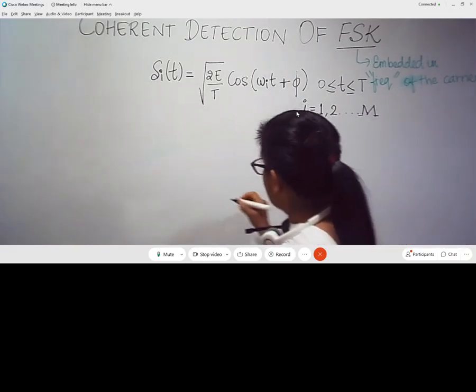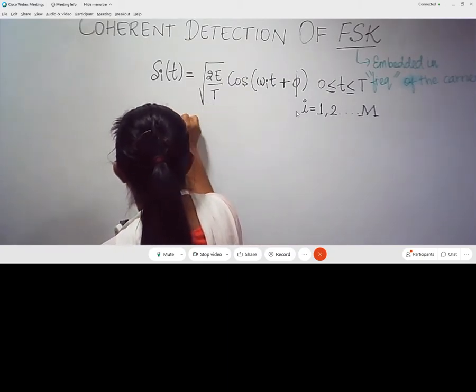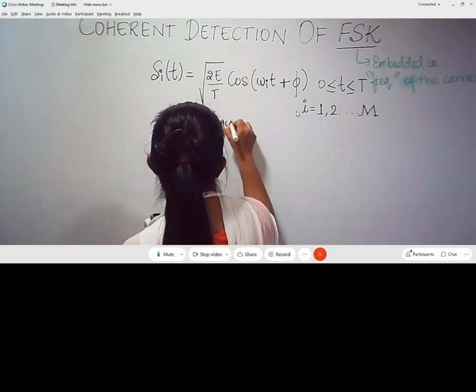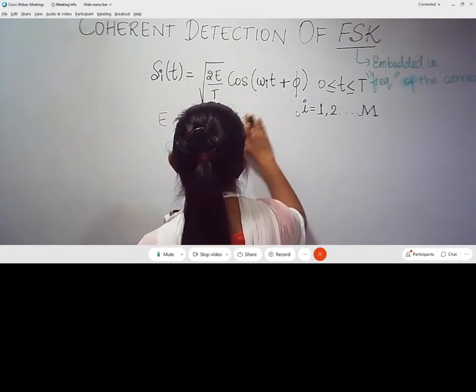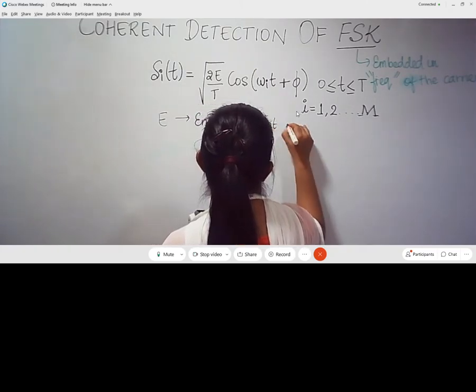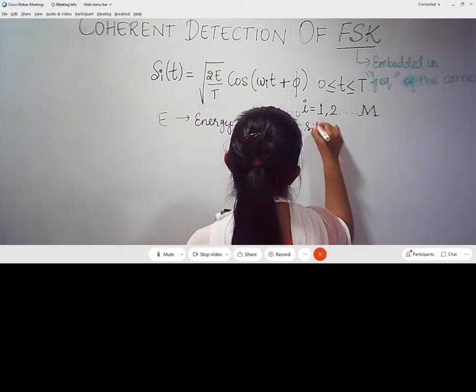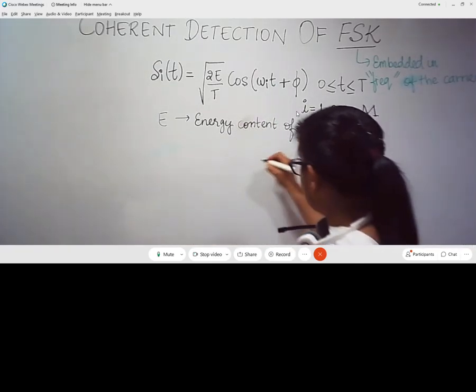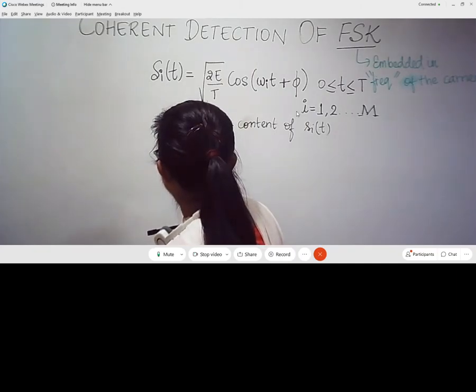One thing you need to remember is that capital E is the energy content of Si(t), and capital T is the symbol duration.